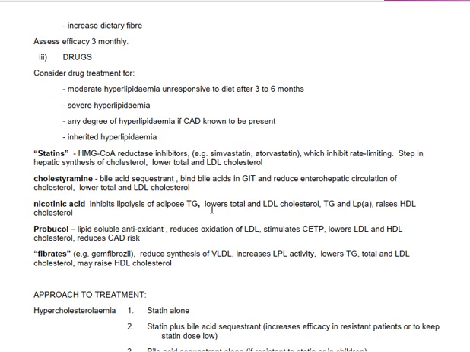Now the next one we have is cholestyramine. Cholestyramine is a bile acid sequestrant. It's going to sequester bile acid so that it can be excreted easily in the bile. It binds with bile acid in the GIT and reduces the enterohepatic circulation, such that cholesterol should not get back into the circulation. That's going to reduce cholesterol and low density lipoprotein cholesterol.